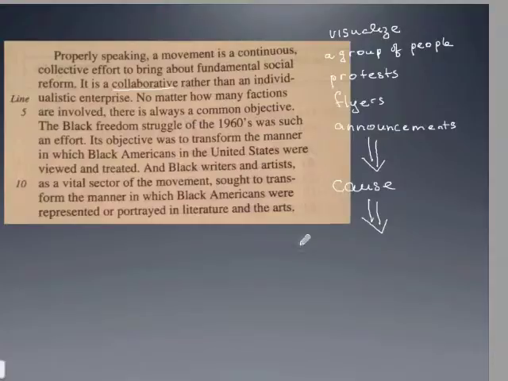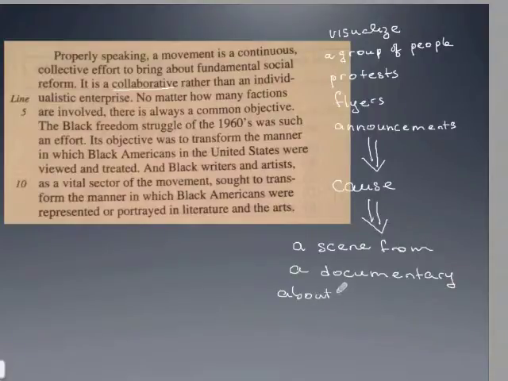Imagine a scene from a documentary about Black freedom. Its objective was to transform the manner in which Black Americans in the United States were viewed and treated.